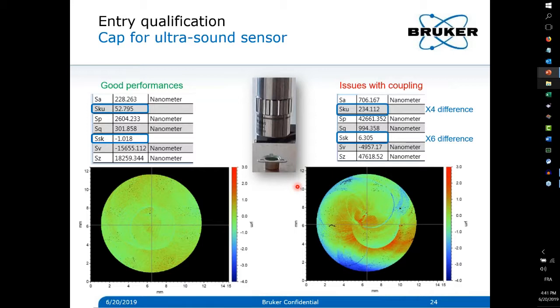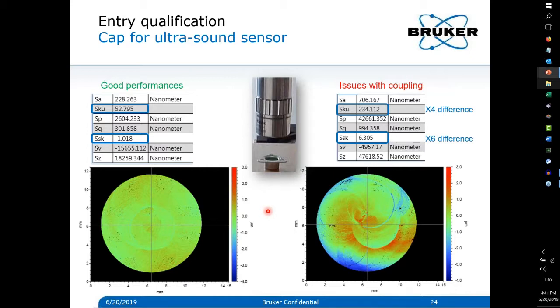Now we are coming down to the mechanical world. So the mechanical world is, first of all, here a coupling between a cap and its ultrasound sensor. So the ultrasound sensor needs to be encapsulated. However, encapsulation is critical for protection, but also this coupling between the sensor and the cap should be very well matched.